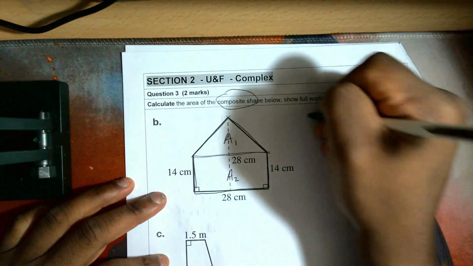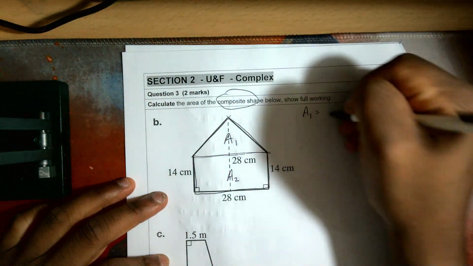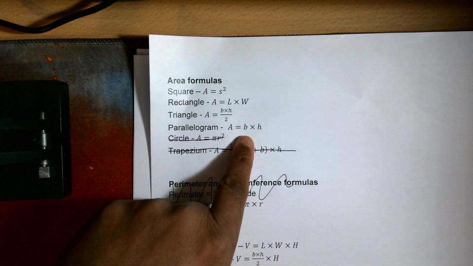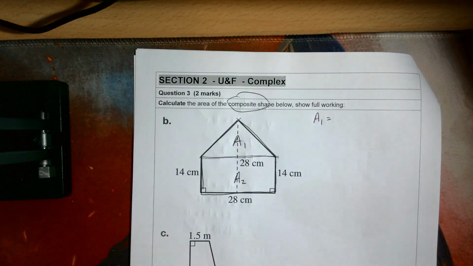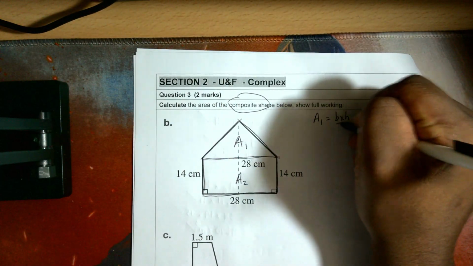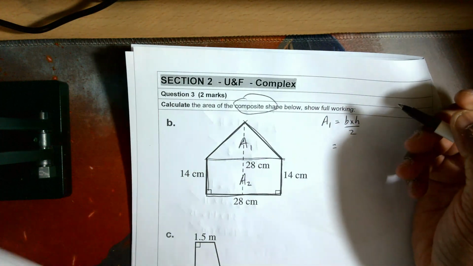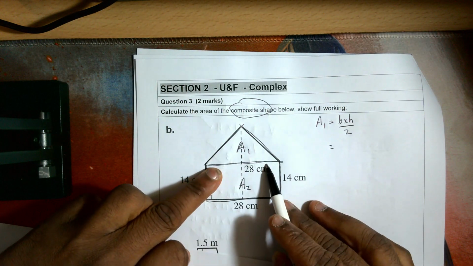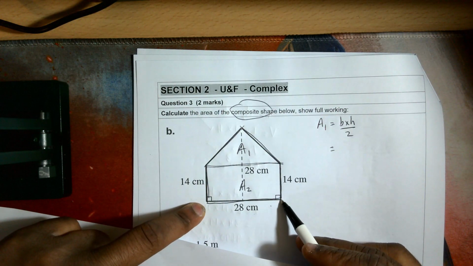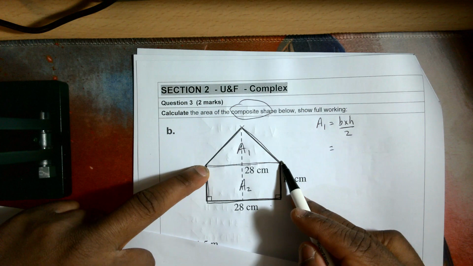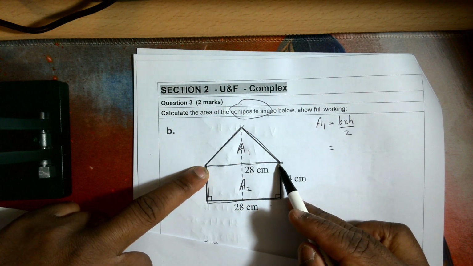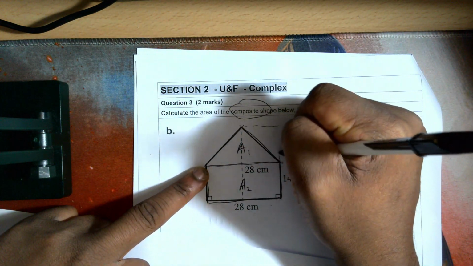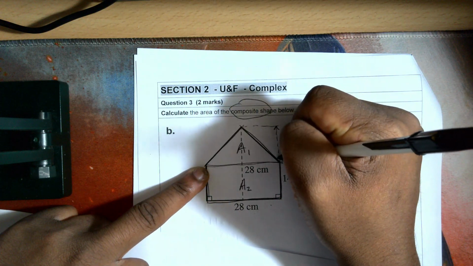So let's start with area 1. It is a triangle, so from our formula sheet, we know that's base times height divided by 2. We know the base of our triangle is 28, because this distance is 28, so we know that distance is going to be 28 across. What we don't know is this perpendicular height that we've got to work out.